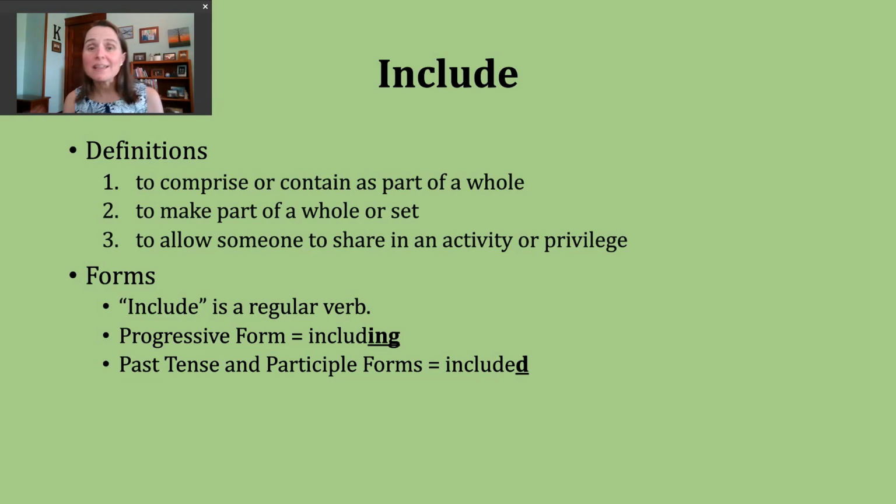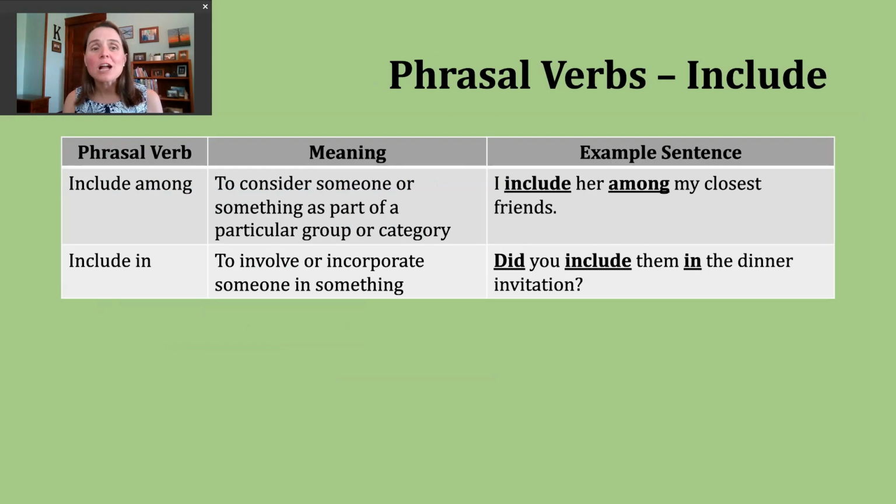Now our base verb ends with the letter E, but it ends with a D sound, right? When I say that verb, include, D should be the last sound you hear. This means when we add an ED ending, we're going to add an extra syllable to this verb. So when I say the past tense or participle forms of the verb, it should sound like this: included, included, okay? Now let's move on and talk about a couple phrasal verbs that you might encounter.